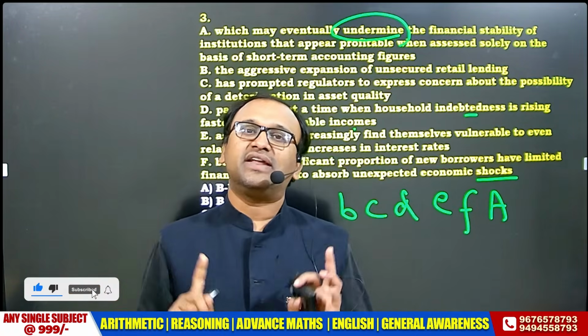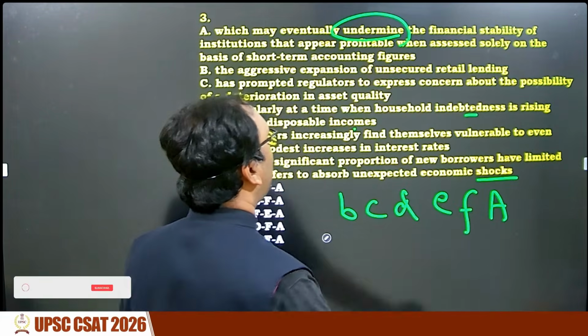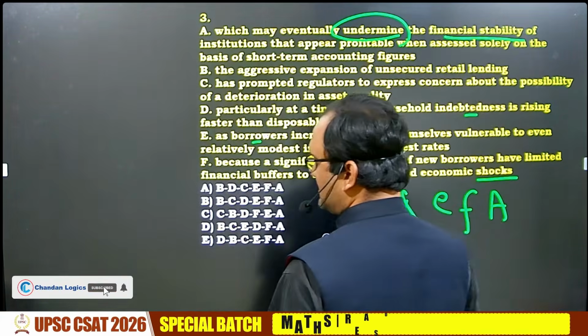To clear that loan, you will take another. You're only circulating the money. But overall, the financial stability will fall down. That is the meaning of the sentence.